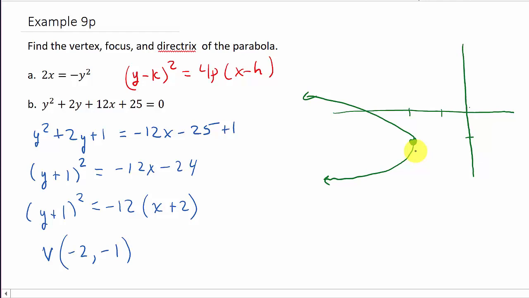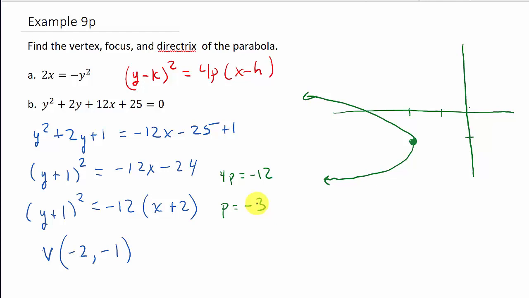All right, so the 4p is the part in front of the x minus h. Well, what do we have in front? We've got negative 12. So we've got 4p is equal to negative 12. So p is equal to negative 3. Okay. All right, so look what we have here.